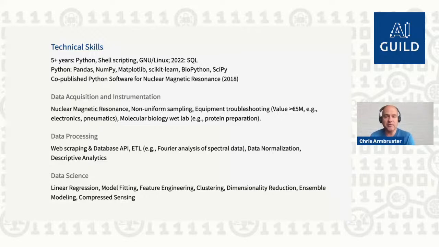Okay, moving on to this example, you see data acquisition and instrumentation, data processing, and data science. And then the point here, of course, is that you want to be specific, that you want to give the other side then at the second glance a clearer idea of what this means. So I'm going to pick on the data science here, where it says, linear regression, model fitting, feature engineering, clustering, dimensionality reduction, ensemble modeling, and compressed sensing. So you make the data science specific by actually listing activities or tasks you're able to perform, things you've done in the past, things that you feel strong about.